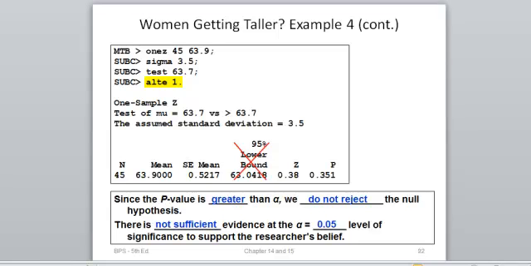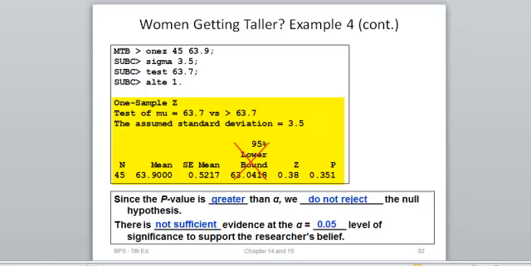For a right-tailed test, we say alternative, or you could just write the first 4 letters of the command, A-L-T-E, or alternative. Alternative 1 means a right-tailed test. Alternative 0 would mean a two-tailed test, and alternative -1 would mean a left-tailed test. Since this is a right-tailed test, we say alternative 1. Then we end our subcommand, hit enter, and Minitab gives out this result.